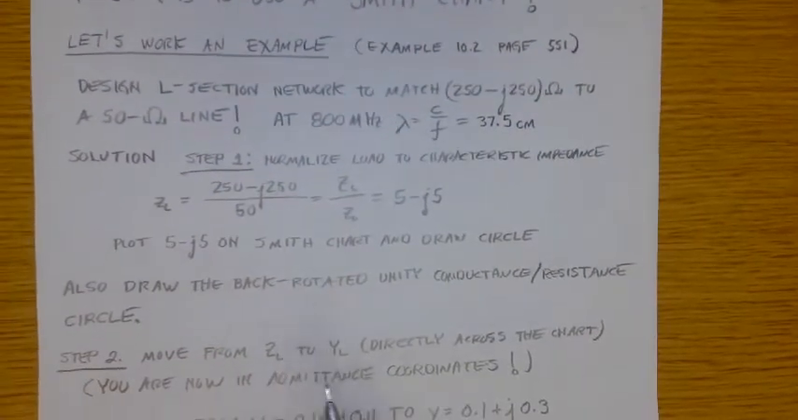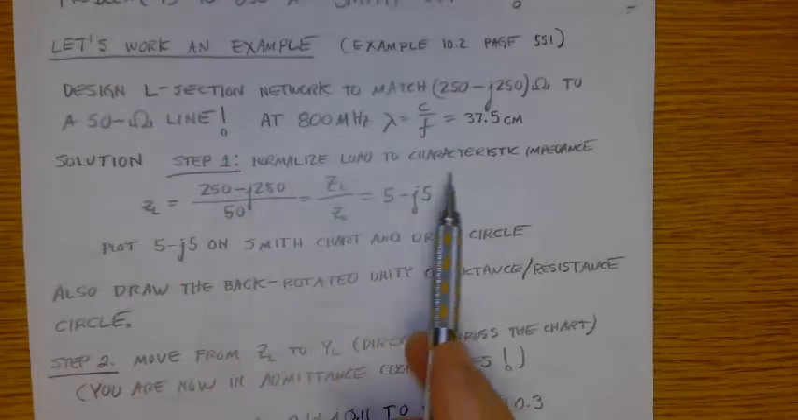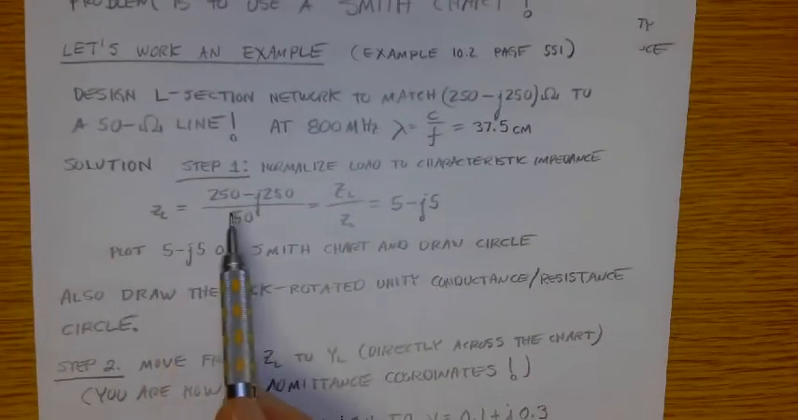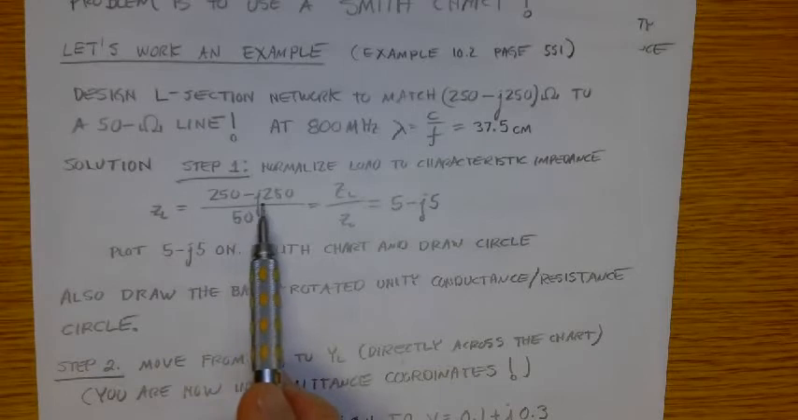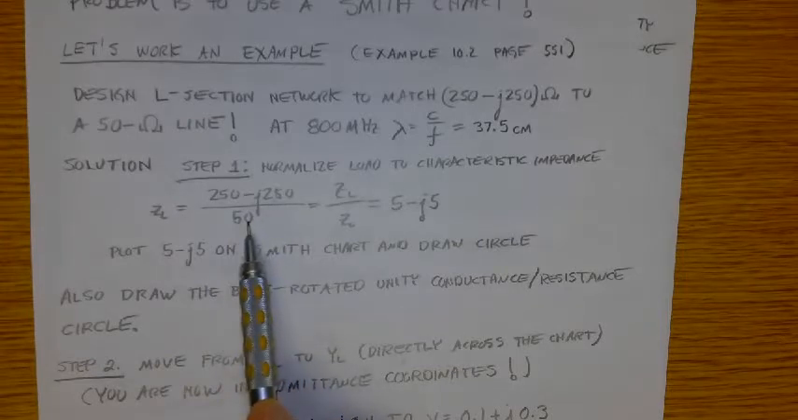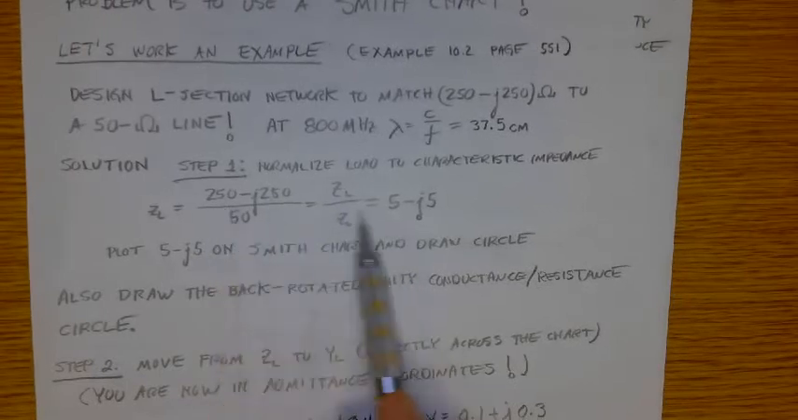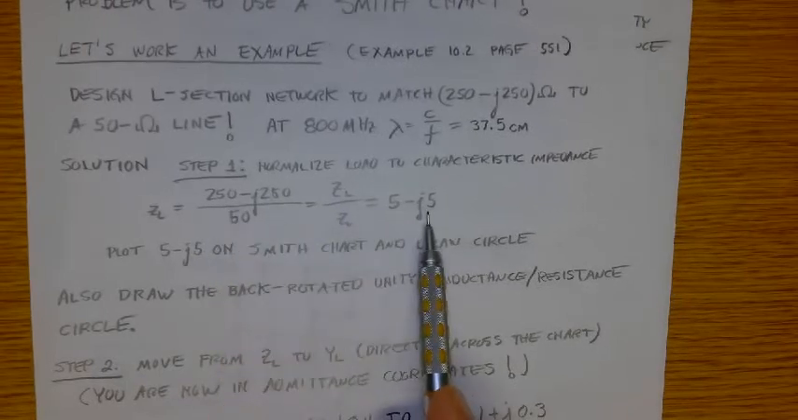Yeah, that's a little better. So step one, normalize load to characteristic impedance. Our load in this case is 250 minus j250. The desired characteristic impedance is 50 ohms. So you divide the two and you get 5 minus j5.